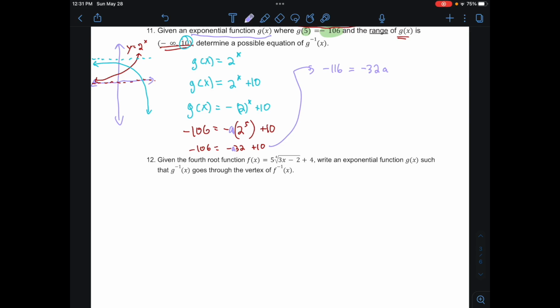Okay, so if I want to solve for a, I divide both sides by 32. Negative divided by negative gives me 116 over 32 is a. Both are even, so I could say 58 over 16 is a. Still even, so we could do 29 over 8 is equal to a.